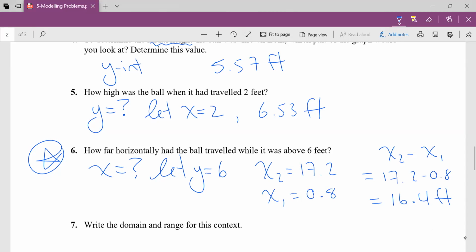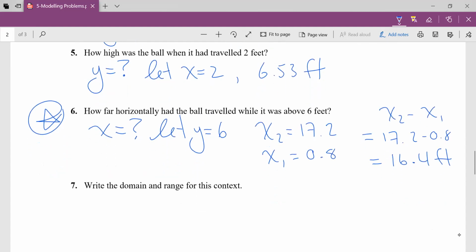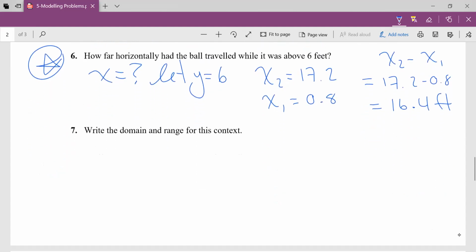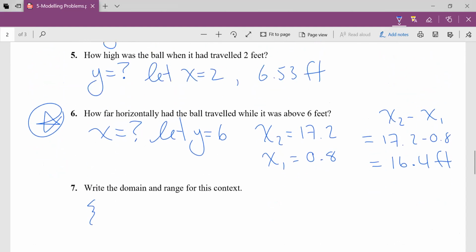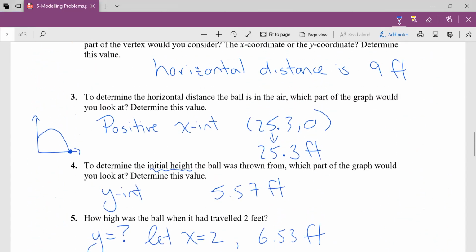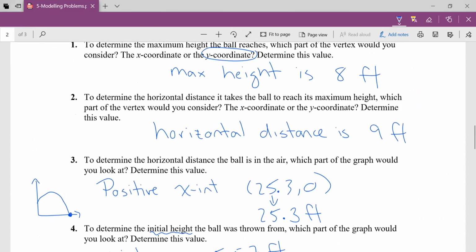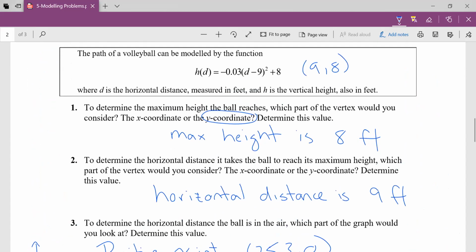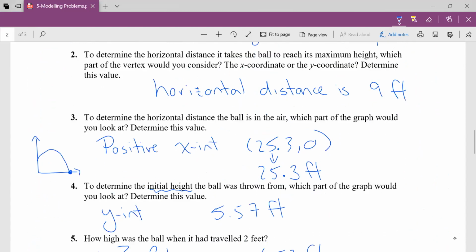There we go. Okay, so that's a really good question. We see that one again at 30-2. All right, write the domain and the range. Okay, so application questions. We just have to be careful that this graph, I'm just going to go back up here, doesn't go on forever, right? It stops when that ball hits the ground. And I don't want to use x's and y's in the function, it's d's and h's.